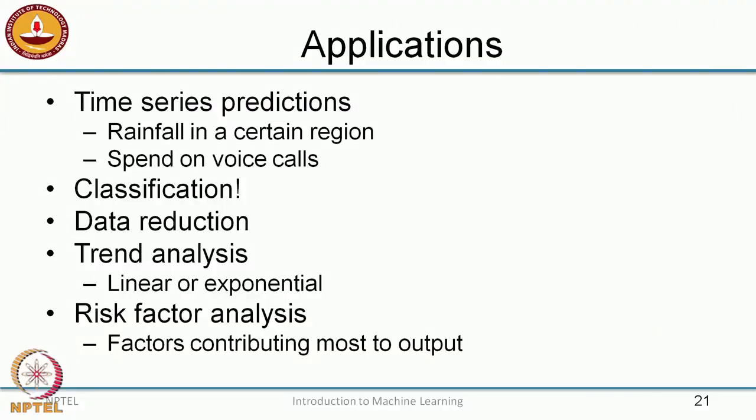And regression or prediction can be applied in a variety of places. One popular place is in time series prediction. You could think about predicting rainfall in a certain region, or how much you are going to spend on your telephone calls. You could think of doing even classification using this. If you remember our encoding of +1 and -1 for the class labels, you could think of +1 and -1 as the outputs, and then you can fit a regression curve to that, and if the output is greater than 0, you would say the class is +1. If the output is less than 0, you would say the class is -1. So, you could use the regression ideas to solve the classification problem, and you could also do data reduction.